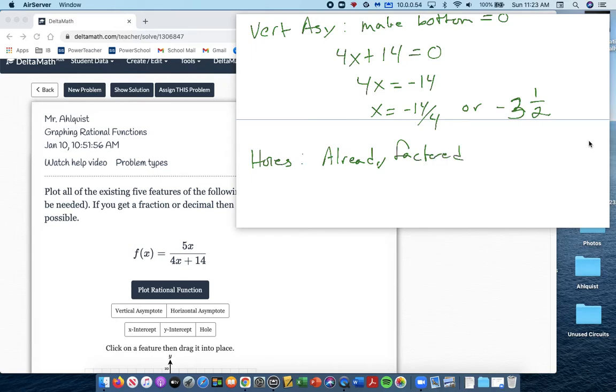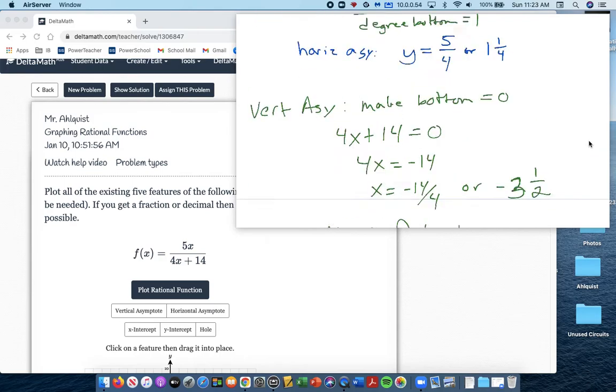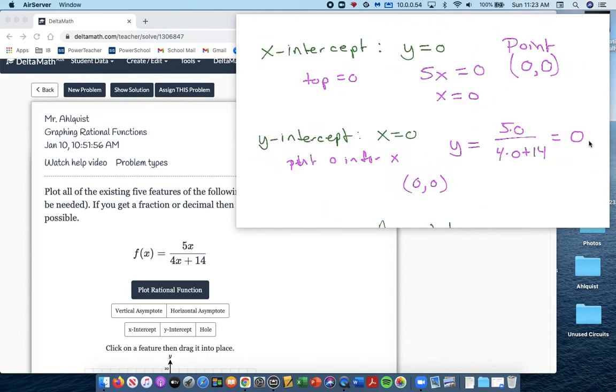And there is no common factor. So since there's no common factor, there are no holes. So let's look back at all the things we have and let's start to graph them.